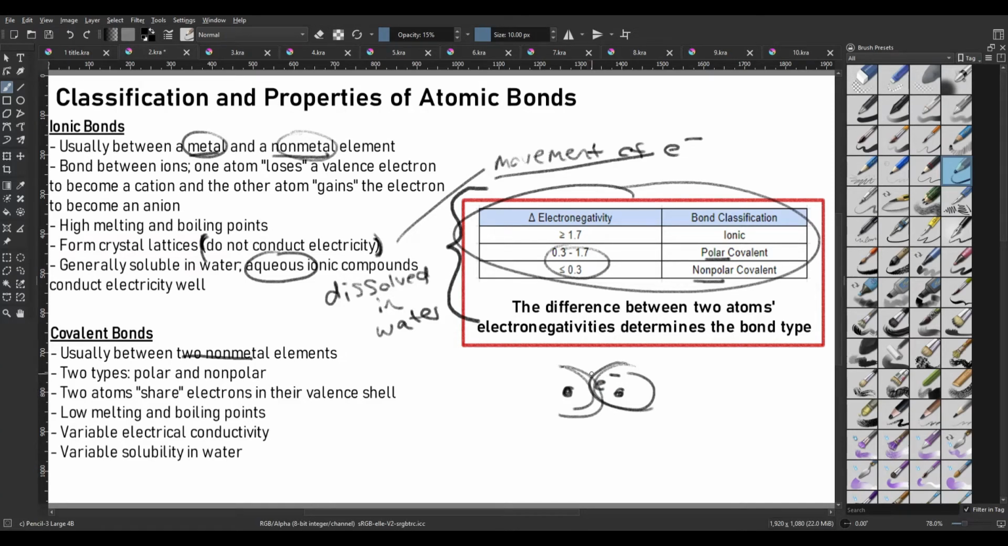And of course, solubility is the same way. That's more chalked up to intermolecular forces, which is not a topic we're covering today, but covalent bonds will have variable solubility in water.